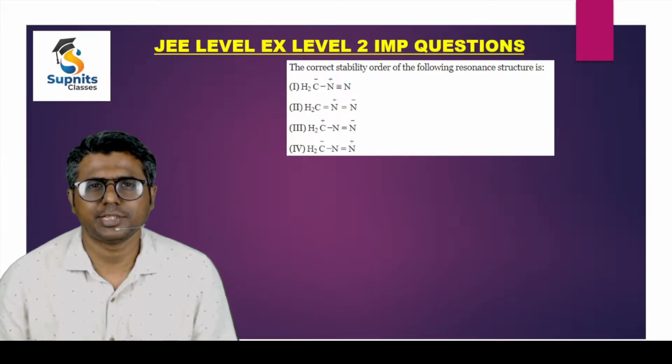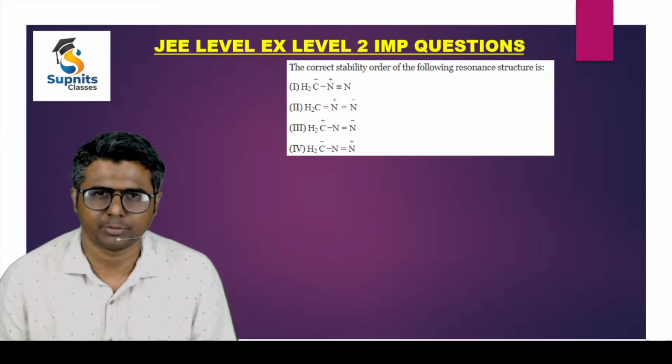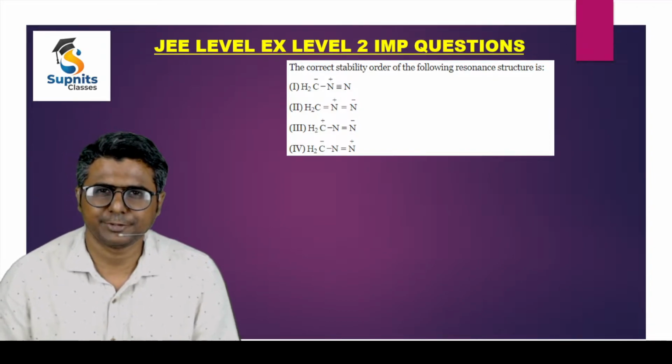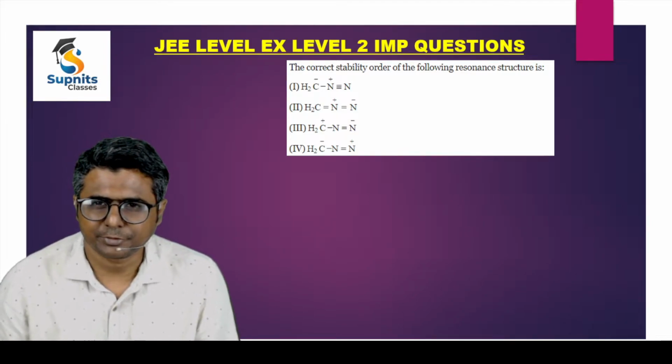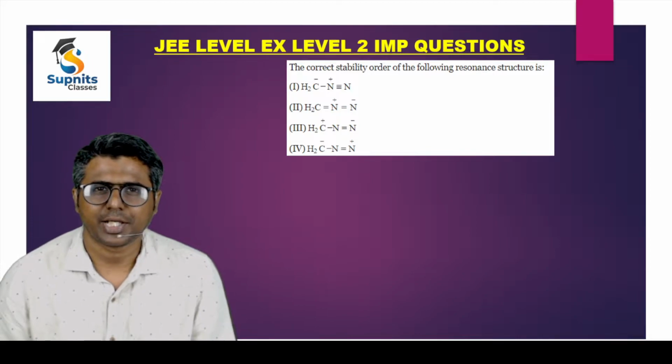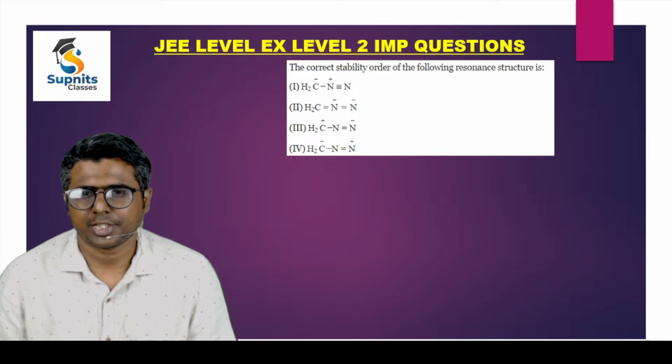So today we'll be discussing some level 2 JEE exercises on the chemical bonding chapter. As we can see, we'll right away delve into the topic. Our first question is stated as: the correct stability order of the resonance structures is to be found out.